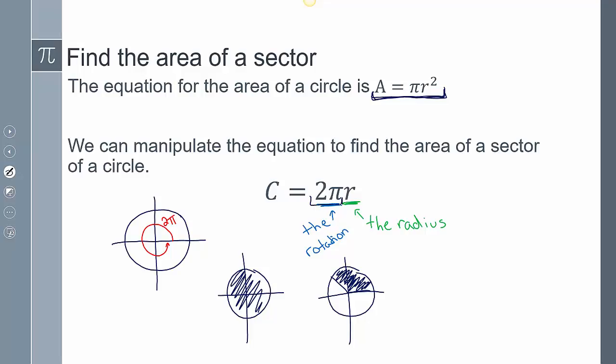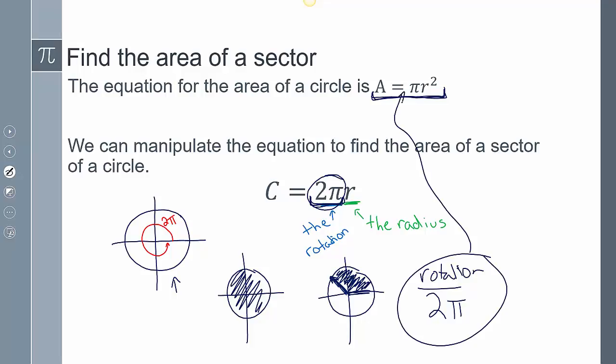I know that 2 pi is going to be the entire rotation, and that shows visually here the entire rotation of that circle. Well, if I say I only have this much rotation, what I'm going to do is create a ratio of that rotation that I have to the entire rotation. So I'm going to say whatever the rotation is over 2 pi. And I'm going to take this ratio and multiply it by whatever I get from my area.